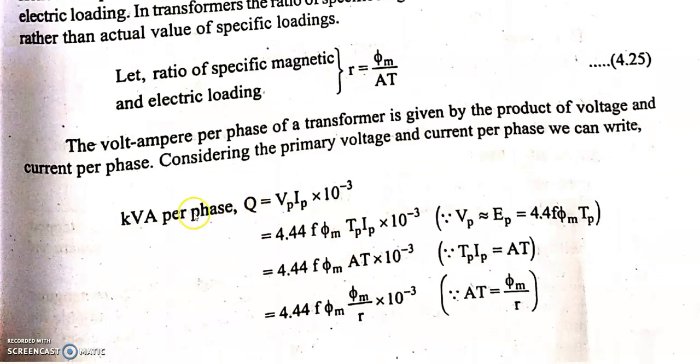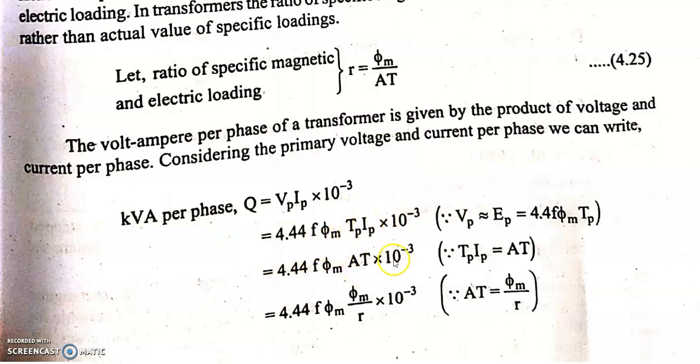Okay. So now we can take the kVA output equation of a single phase transformer. So we know it is VP IP into 10 to the power minus 3. This VP is also equal to EP, and so we are simply writing it as EP, which is 4.44 f phi m TP, that is at the primary side. All this suffix P represents the primary side. So we are substituting for VP from this equation, 4.44 f phi m TP is the equation for VP, and IP, and 10 to the power minus 3. So now this TP IP is ampere turns.